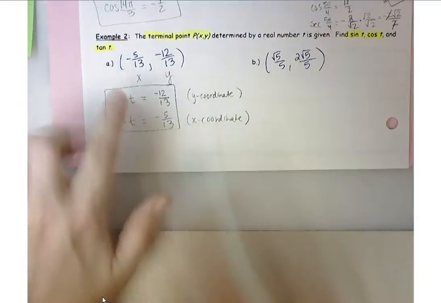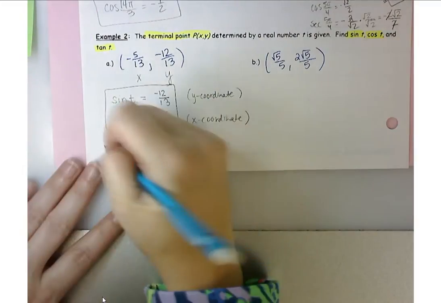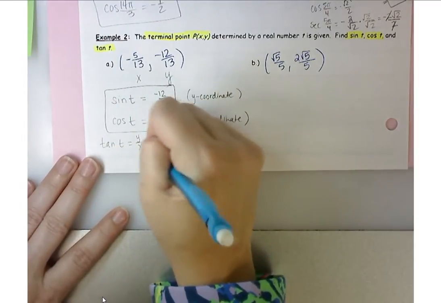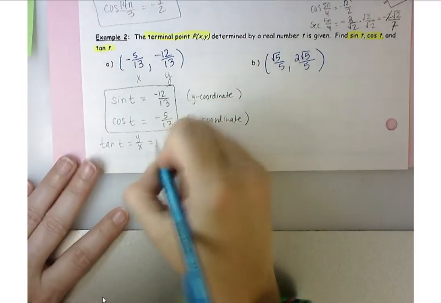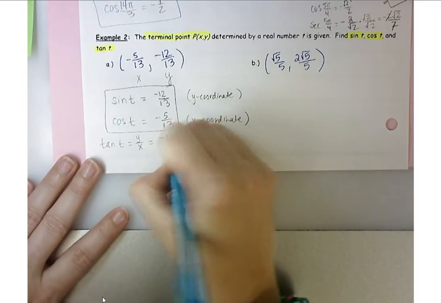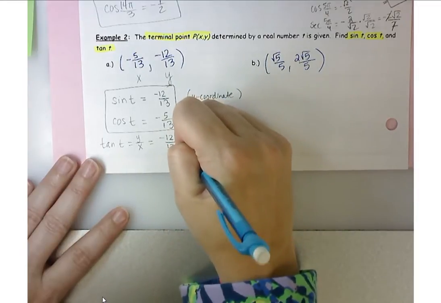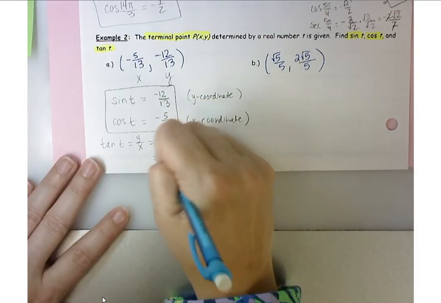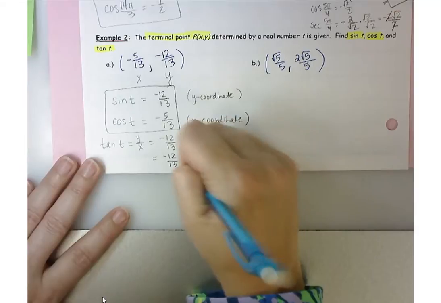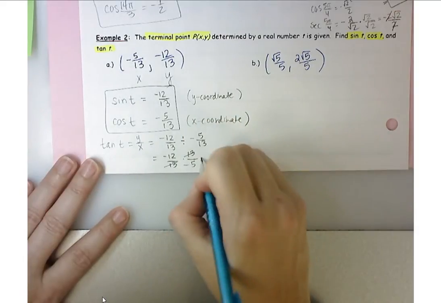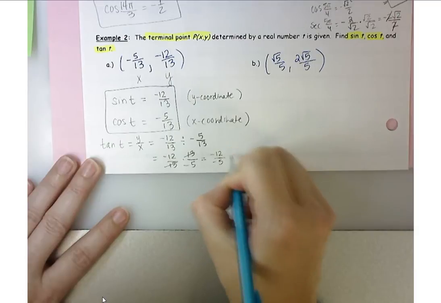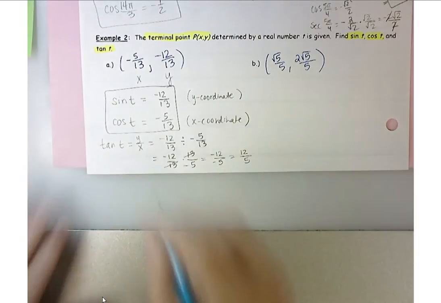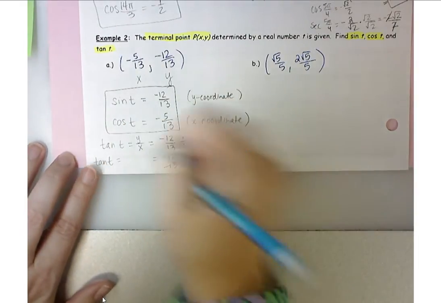So if that's our y and that's our x, then to find the tangent, you just have to do y divided by x. When I write this out, I write it horizontally: negative 12 over 13 divided by negative 5 over 13. Then I can skip, flip, and multiply, or multiply by the reciprocal. In this case, the 13s will cancel each other out. I have negative 12 over negative 5, but a negative over a negative is a positive over a positive. So we would write that the tangent of t is equal to 12 over 5.